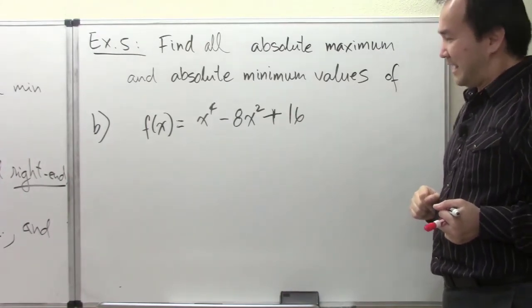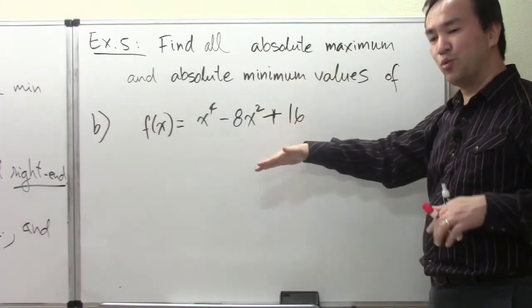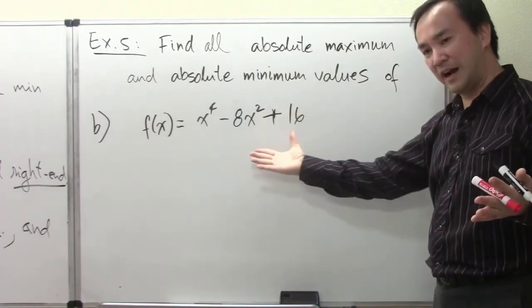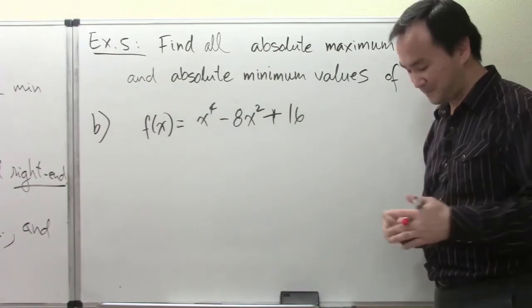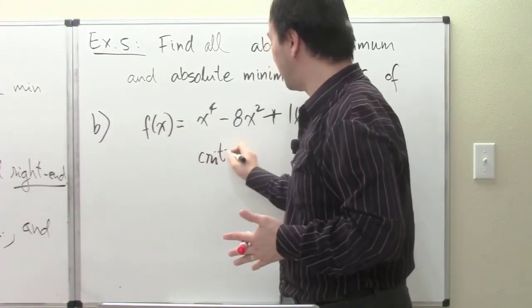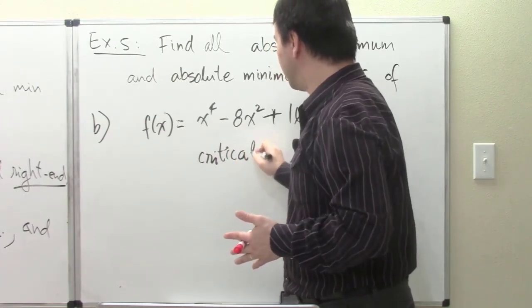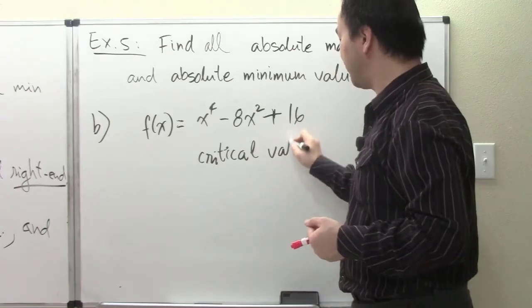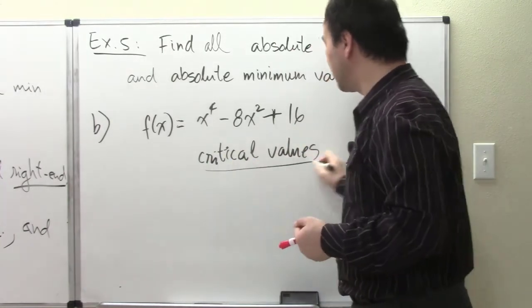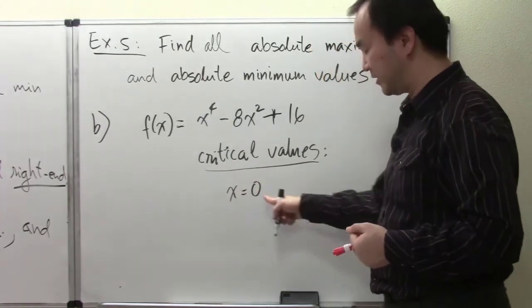I'm reusing this function so that we don't waste our efforts finding the critical values from the previous problem. We don't have to reinvent the wheel, because we have already found them. So I'm just going to restate them. The critical values we found were 0. Is this in the domain?